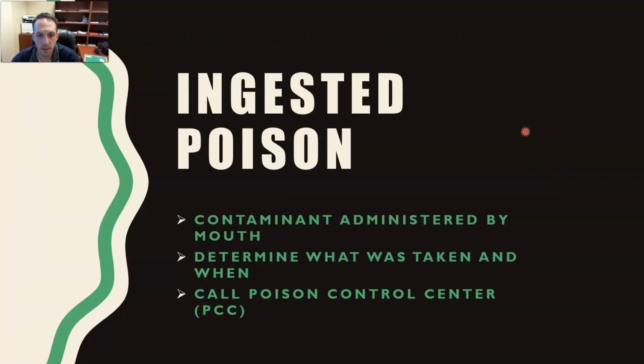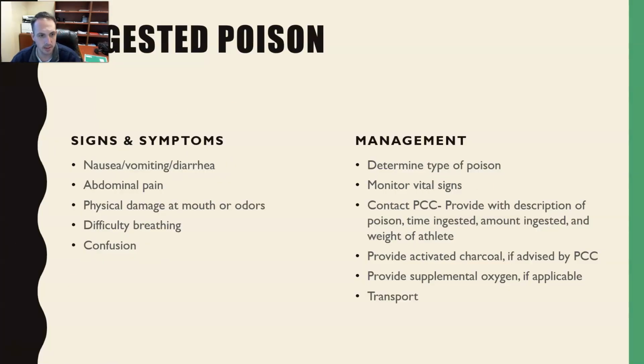Next is ingested poison, right? Any sort of contaminant that's administered by mouth that causes a reaction is going to be in this ingested poison category. Our main thing is going to be determining what was taken and when, and then the Poison Control Center is helpful with that. So signs and symptoms, you can see here abdominal pain, nausea, vomiting, or diarrhea being most common as your body tries to eliminate the poison with that, but you can see it can get into some difficulty breathing and confusion with that.